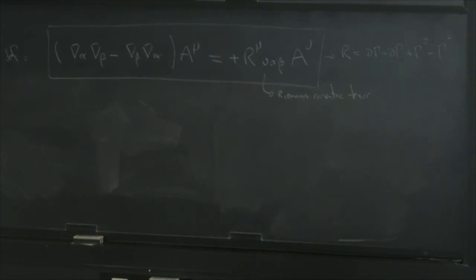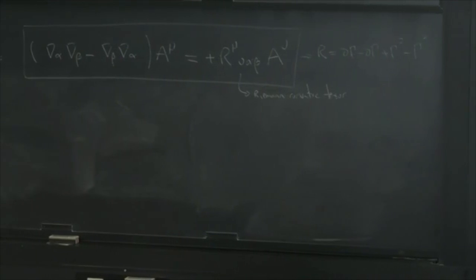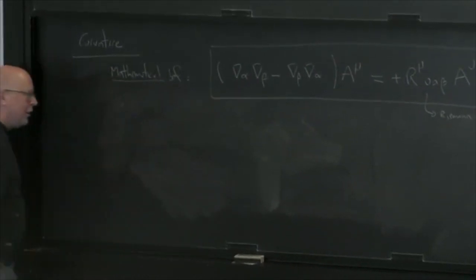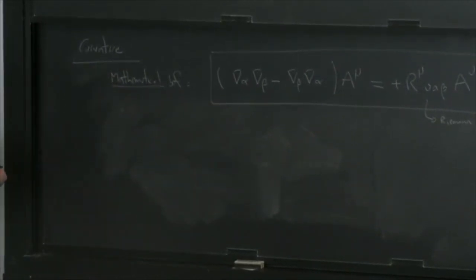But what I want to do, and that's really my purpose here, is to turn something which I would consider to be a mathematical definition, failure of second derivatives to commute, into something that reconciles us with that intuitive notion of curvature. And there are more than one way of doing this, but the way I'm going to choose is through the geodesic deviation equation. So that's where we're going next.